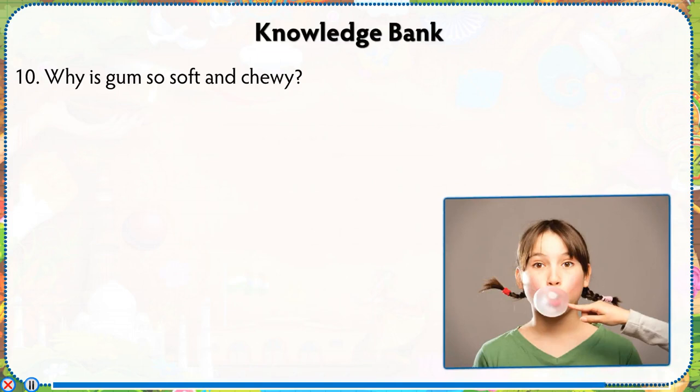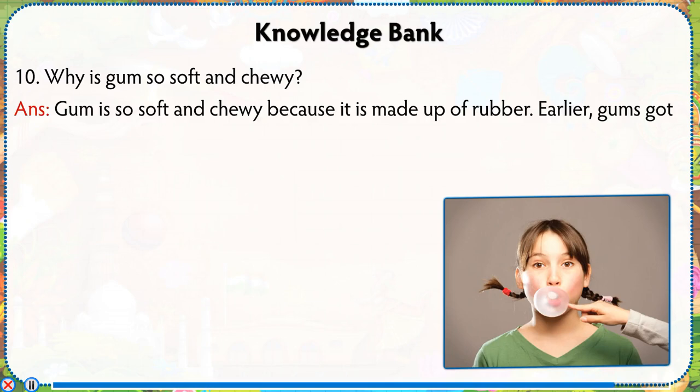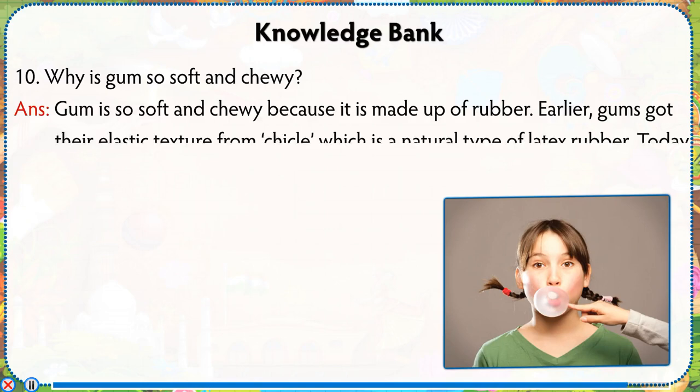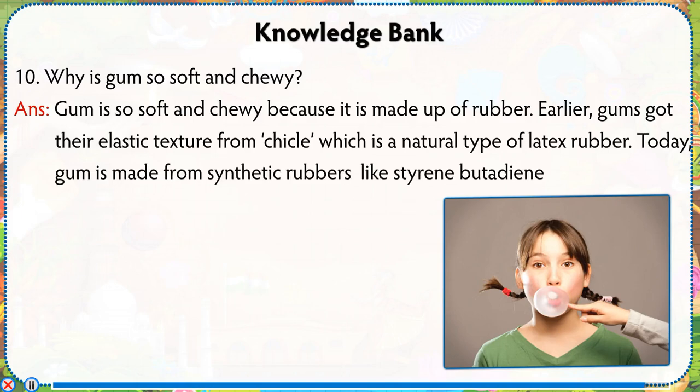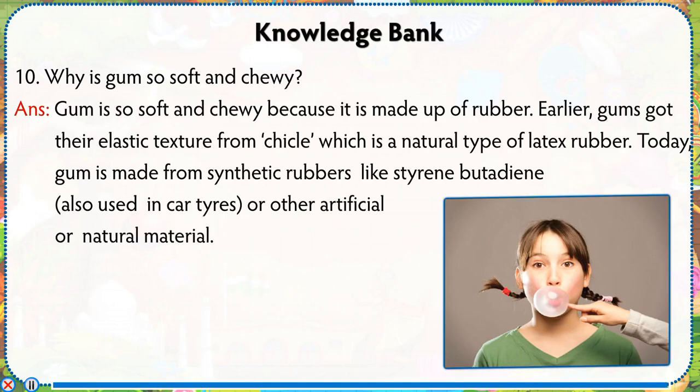Tenth, why is gum so soft and chewy? Answer: gum is so soft and chewy because it is made up of rubber. Earlier, gums got their elastic texture from chicle, which is a natural type of latex rubber. Today, gum is made from synthetic rubbers like styrene-butadiene, also used in car tires, or other artificial or natural material.